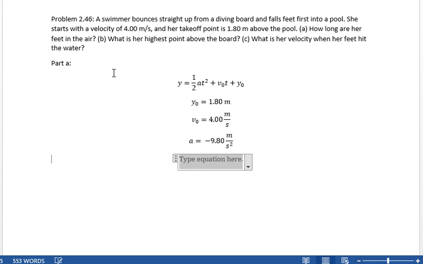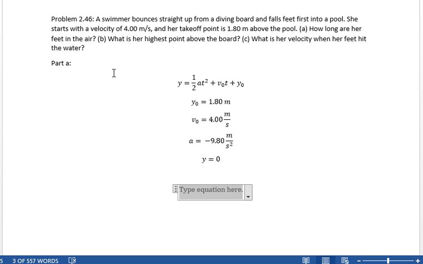And we know her final position when she hits the water, because we've chosen that as our reference point. Her final position when she hits the water is in fact 0. So if we stick all that in, we've got 0 equals minus 4.9 meters per second squared times time squared plus 4.0 meters per second times time plus 1.8 meters.